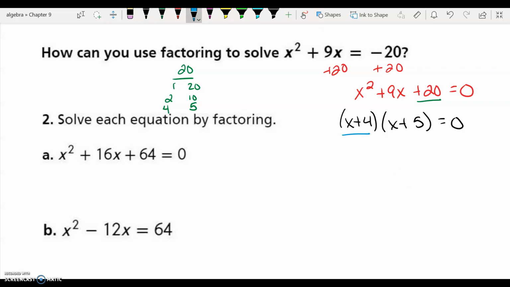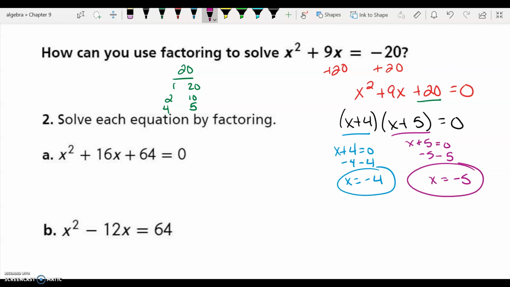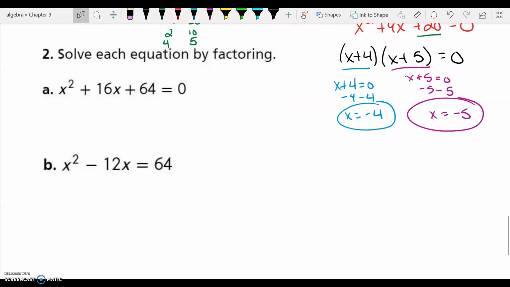Now you take each individual part and set it equal to 0 and solve them to get your answers. So x equals negative 4, and x equals negative 5. Remember, everything has to be on one side for you to do it. So the next one, everything's already on one side. Can I factor it? What's going to multiply to give me 64 but add to 16? This one ends up being 8 and 8.